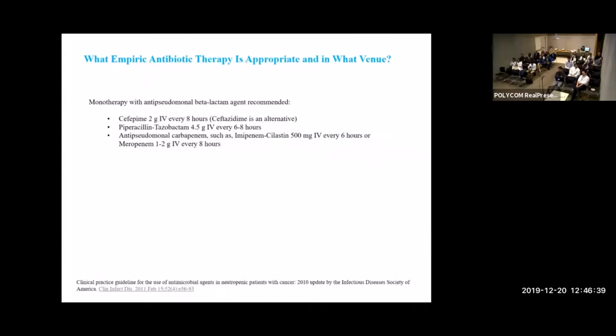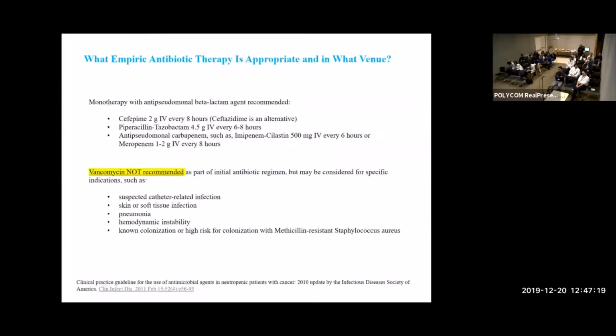When we give antibiotics, we're basically affecting the burden of the infection by providing antibiotics that will control the source of infection, and then the immune system will take care of the rest. Here we don't have an immune system, we don't have neutrophils, so everything is expected to be resolved by the antibiotics, so we give the highest tolerable dose, in this case 2 grams IV every 8 hours. Ceftazidime is an alternative. Here in our institution we use cefepime. Piperacillin-tazobactam is also an alternative, and then anti-pseudomonal carbapenems, imipenem or meropenem.